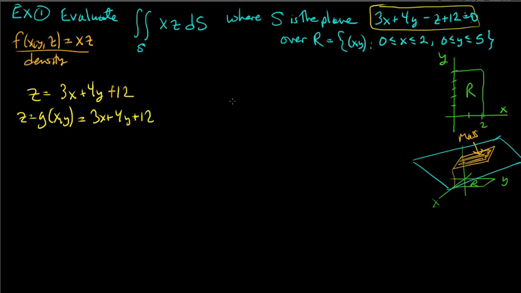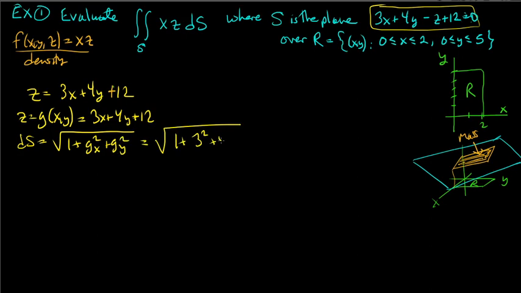Okay. So to get the dS, remember we have to take the square root of 1 plus the partial of g with respect to x squared plus the partial of g with respect to y squared. And that's going to be the square root of 1 plus 3 squared plus 4 squared. So if it weren't for that 1, we would get a nice answer. We would get 5. Unfortunately, we don't. We get the square root of 26, times dA. There's a dA in here too.